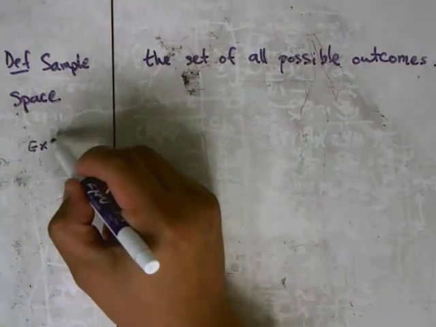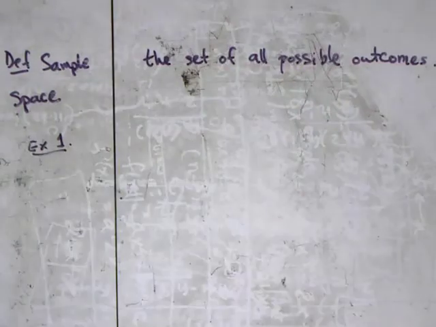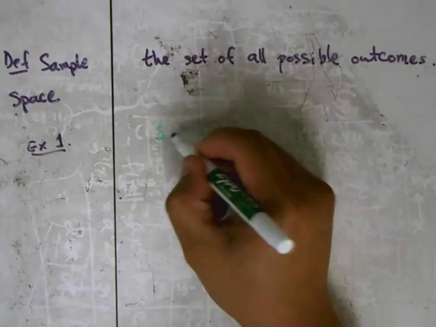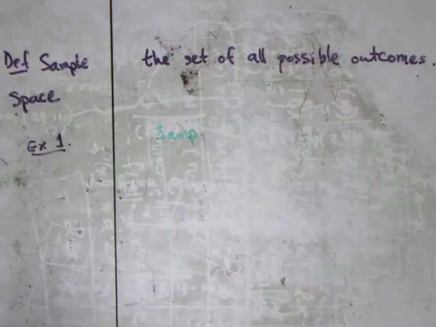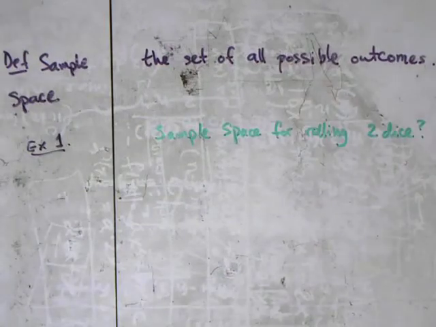So let's look at our first example where we have rolling 2 dice. What is the sample space for rolling 2 dice? Well, a die has numbers from 1 through 6 on it, and since you're rolling 2 of them, let's say I colored these dice. I have a black one, a red one, and a purple one.